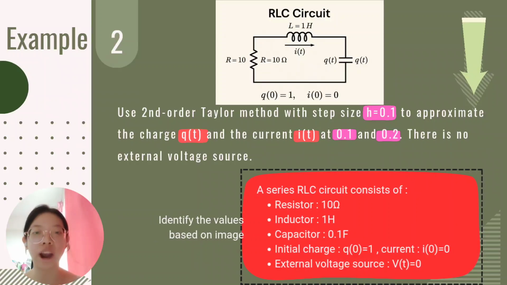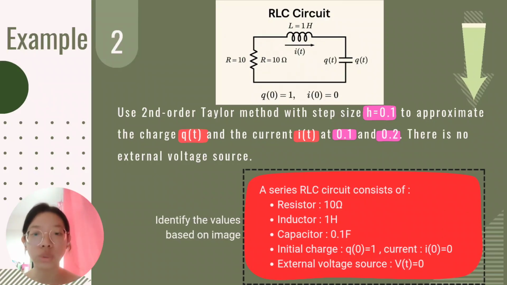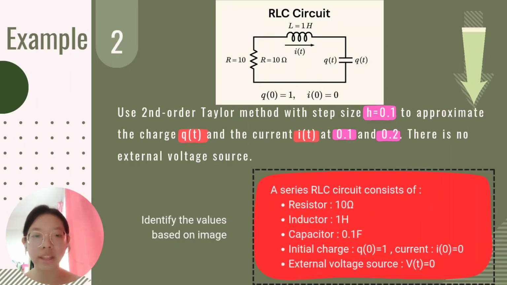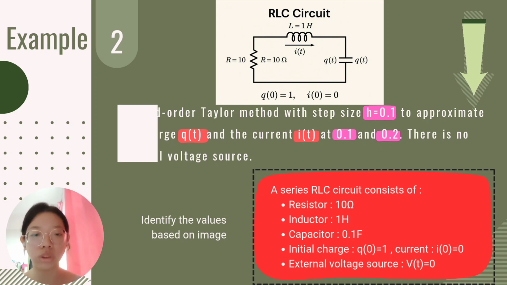It provides an image of an RLC circuit, and the question asks for using the second order Taylor method with step size h equal to 0.1 to approximate the charge and the current at 0.1 and 0.2. It also mentions there is no external voltage source. First things first, we need to identify the values based on the image and the question. It's a series RLC circuit which consists of a 10 ohm resistor, 1 Henry inductor, 0.1 farad capacitor, and it is mentioned the initial charge is equal to 1 and the initial current is equal to 0, and there is no external voltage source, so V will equal 0.